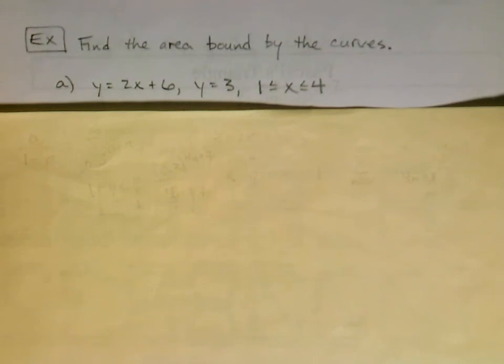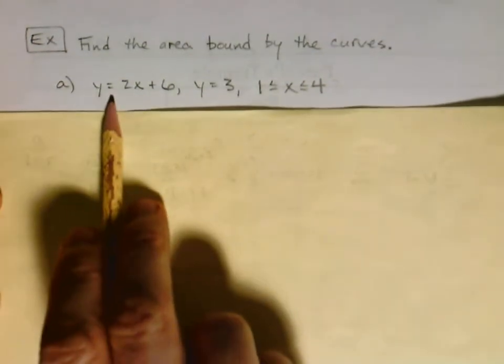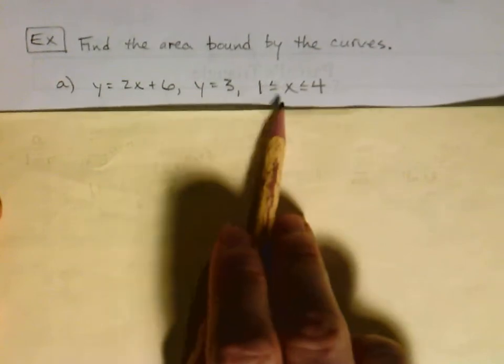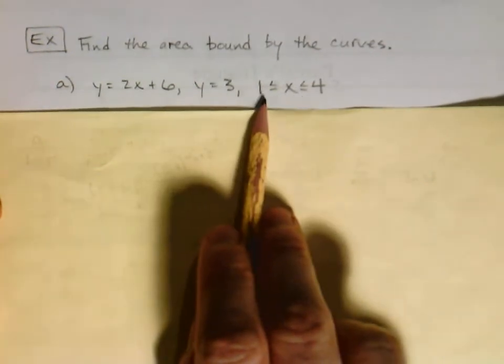Okay, so this is all they're going to tell you. Find the area bound by the curves, and then they're just going to list the curves. So y equals 2x plus 6, that's one of them. y equals 3, and then x falls between 1 and 4.